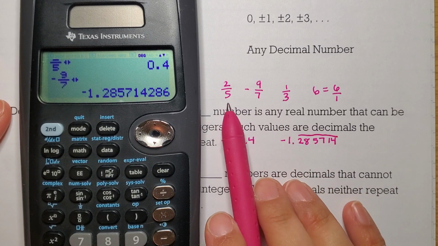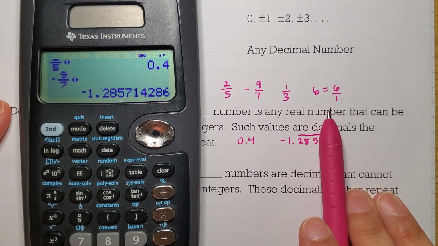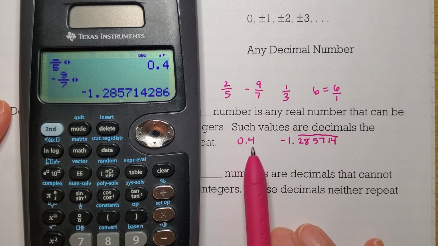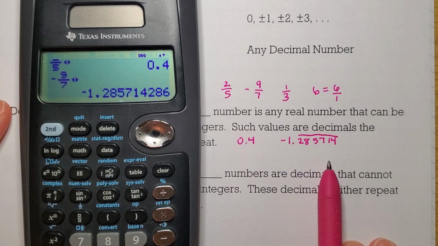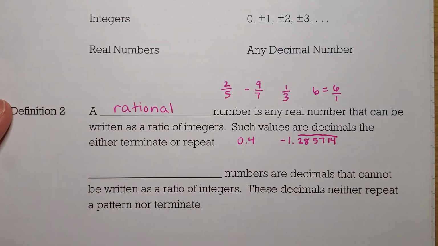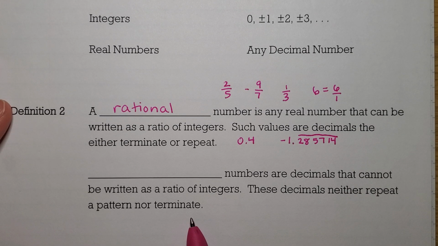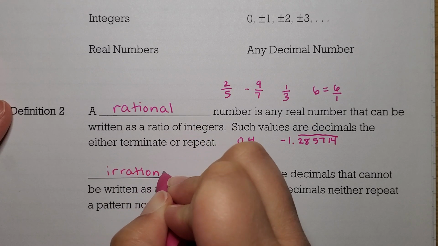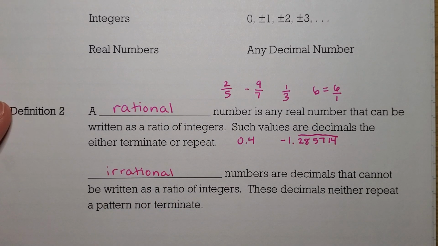So anytime you can write a number as a fraction of whole numbers, or negative numbers, a fraction of integers, you'll get either a decimal that ends or one that repeats. If you have a number that doesn't do that, in other words, it's a decimal that doesn't repeat and it doesn't end, then we say it is irrational. So an irrational number is a decimal that cannot be written as a fraction.